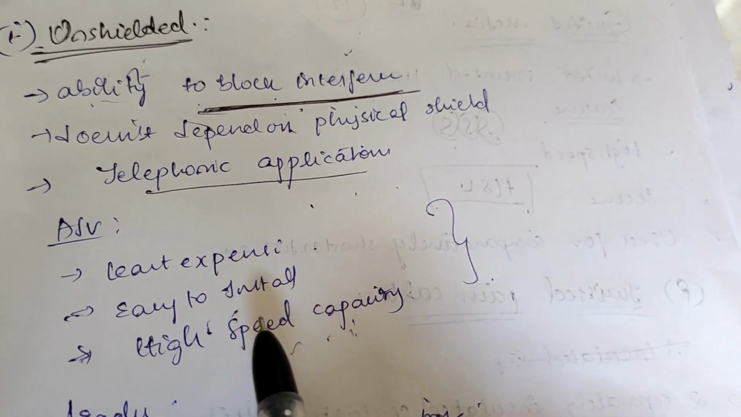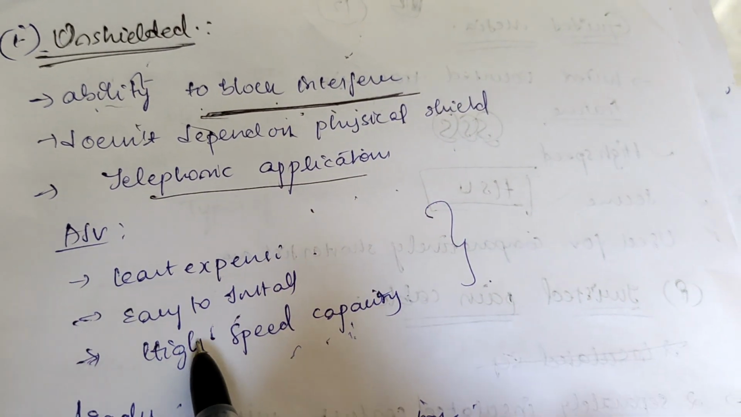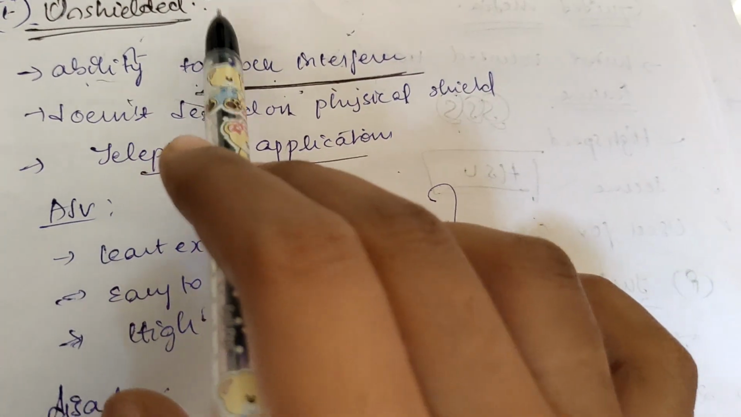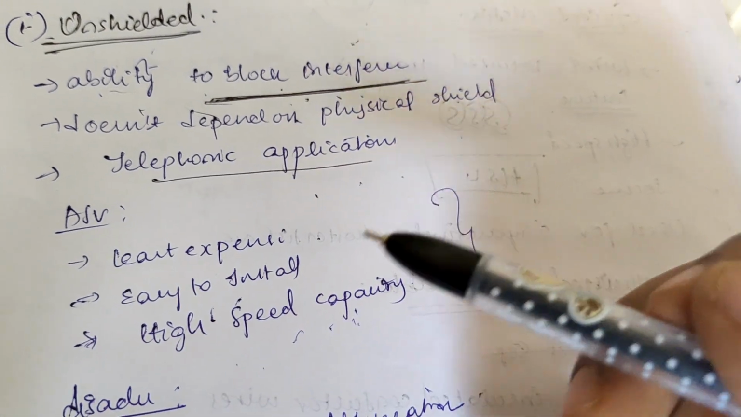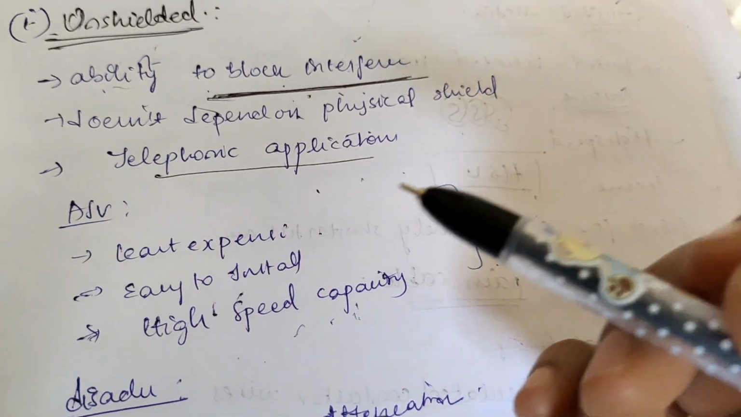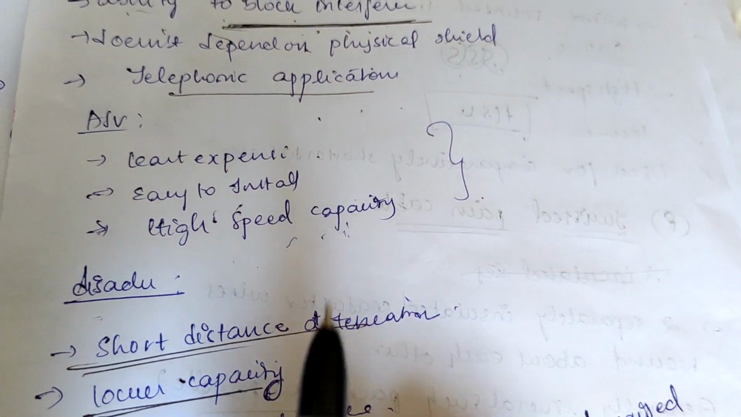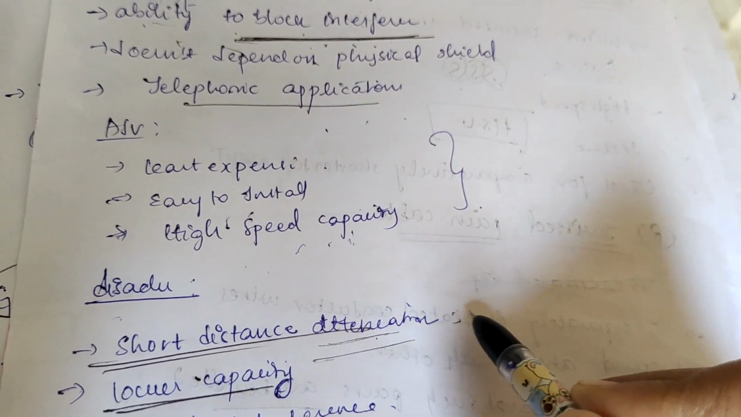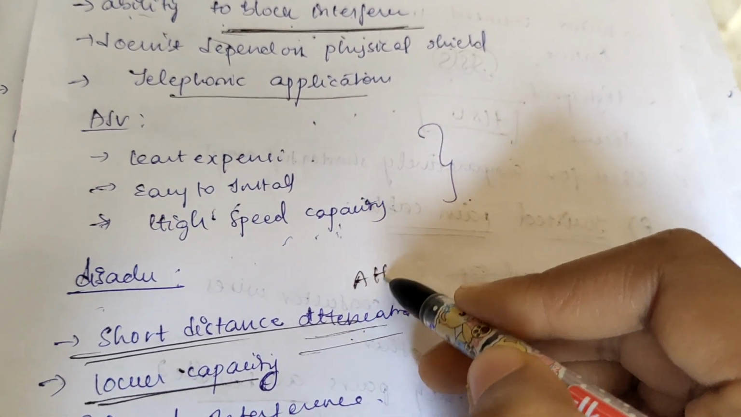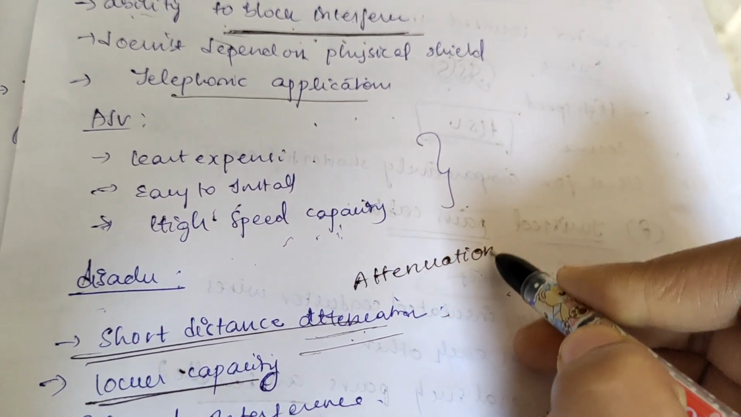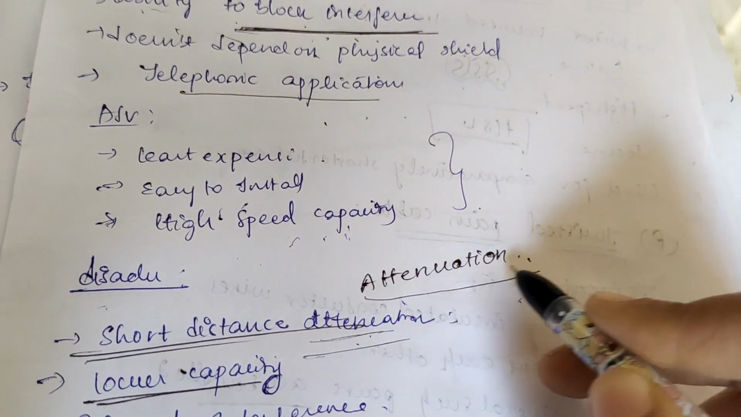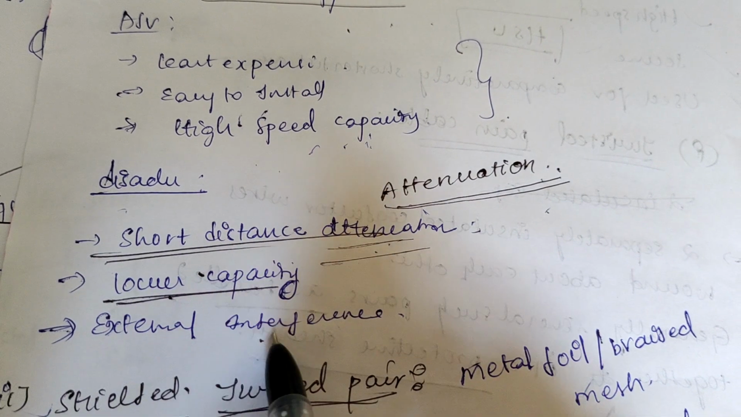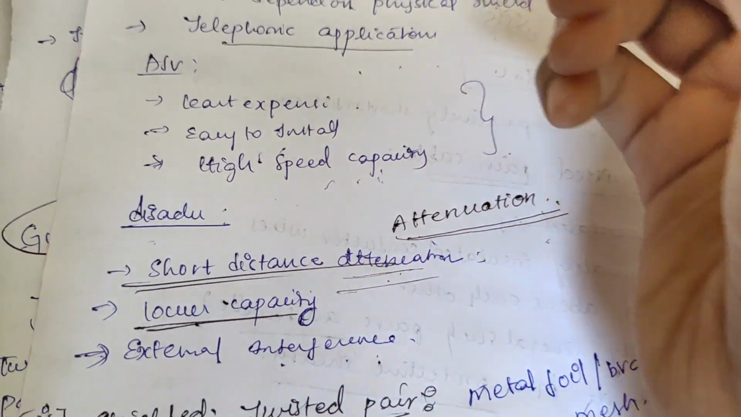The advantages are that it is very inexpensive, easy to install, and has high speed capacity. Due to these unshielded twisted pair cables, we can communicate very easily with persons without much disturbance. The disadvantages are that it is only for shorter distances, and there is attenuation. Attenuation means the loss caused in transmitting the data. Let me write the spelling here clearly: attenuation. And it is not able to block external interference.